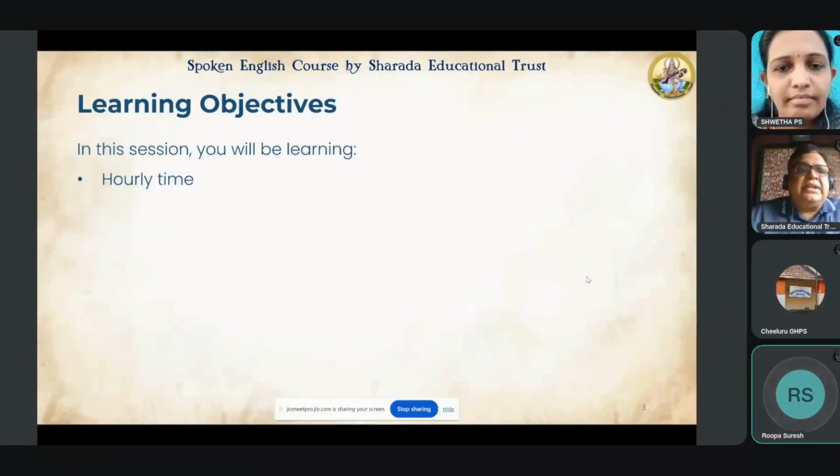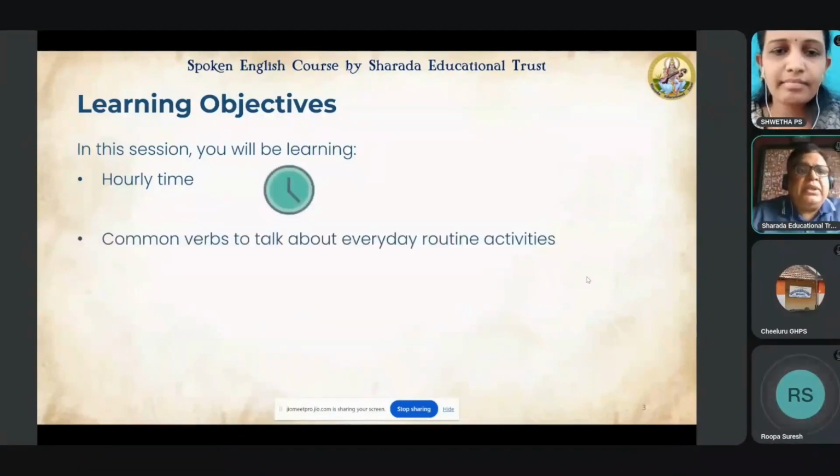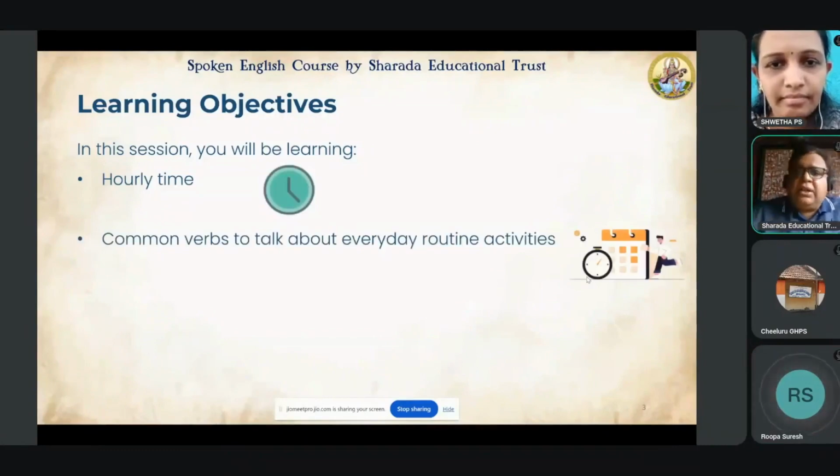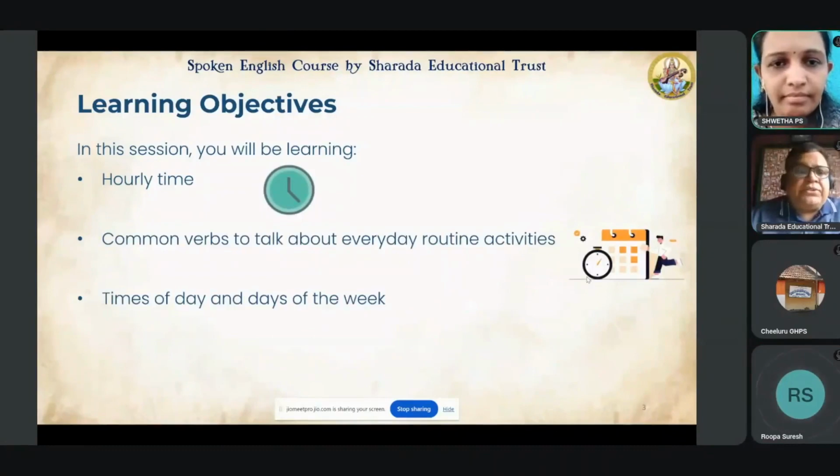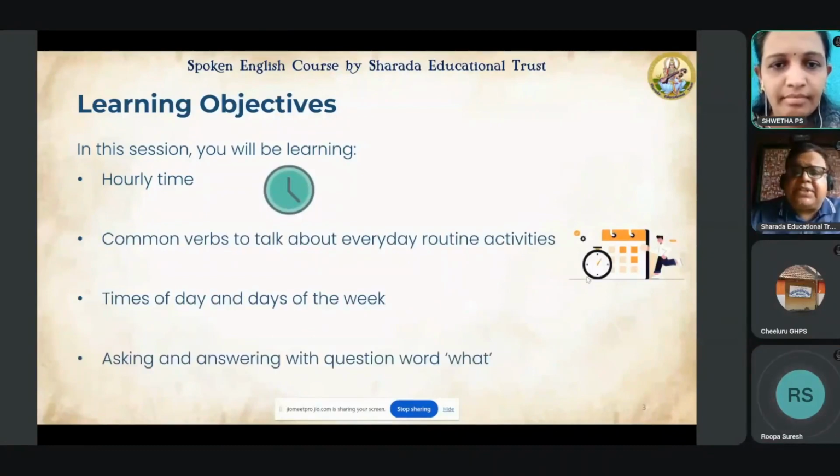So in this session, you'll be learning hourly time, common verbs to talk about everyday routine activities, then times of day and days of the week, and asking and answering questions with what.